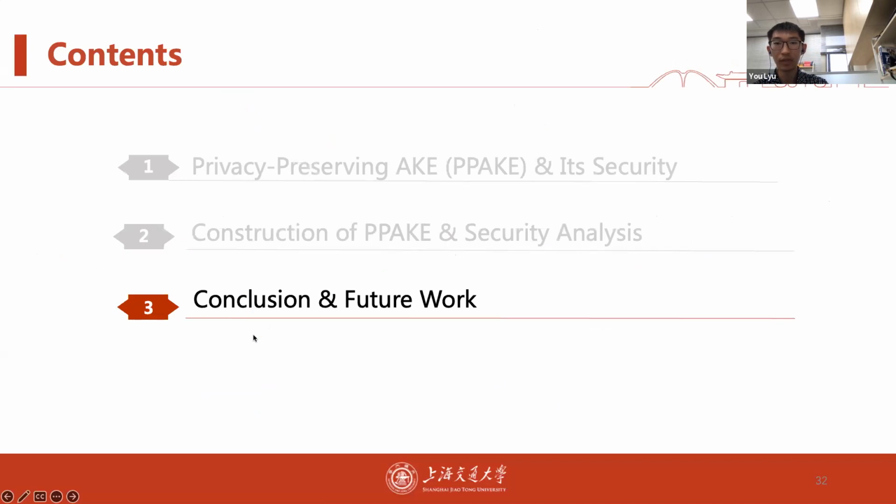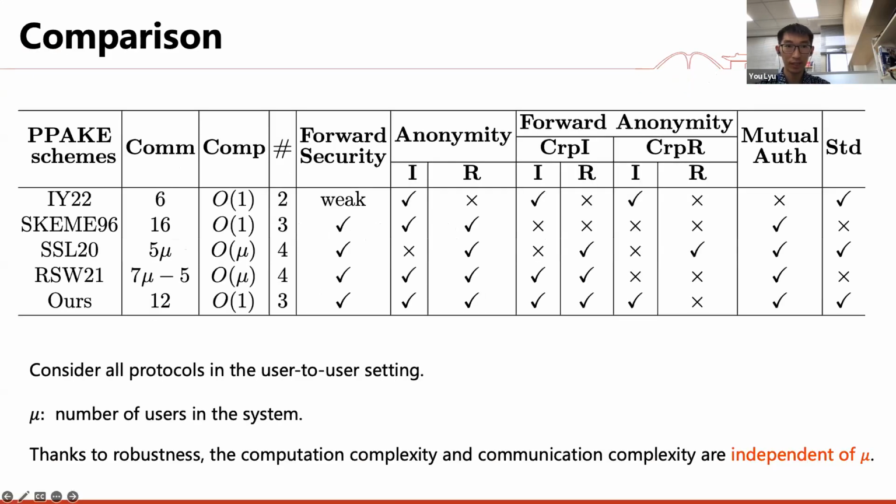At last, we will compare our work with some related work and give some future directions. Let's look at the table. This column means the communication complexity of the protocols, and this means the computation complexity of protocols. This means the number of rounds of the protocols, and this means whether the protocol has forward security. This means whether the protocol has anonymity for initiator and for responder.